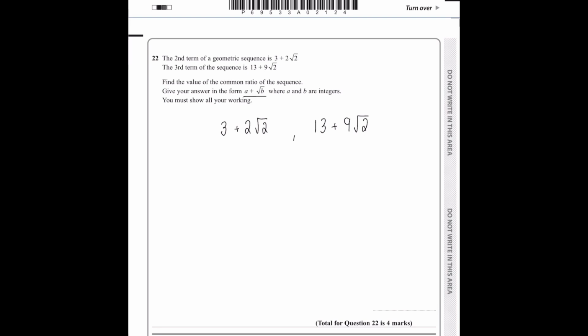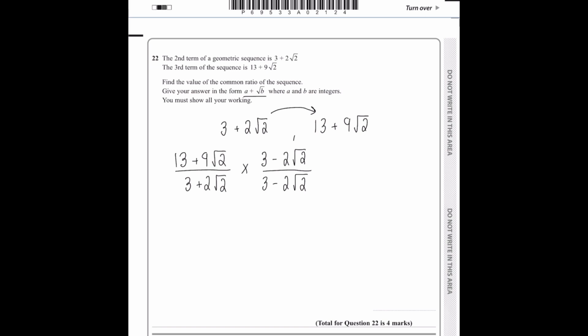Now in this case, a geometric sequence is where you times by something, some common ratio, to get the next term. So what we need to do to get the common ratio is we need to do 13 plus 9 root 2 and divide that by 3 plus 2 root 2. So now from here, we need to do something called rationalizing. So what we need to do here is we need to times by 3, take away 2 root 2, over 3, take away 2 root 2. So in other words, we're just timesing by 1, because anything over itself is equal to 1.